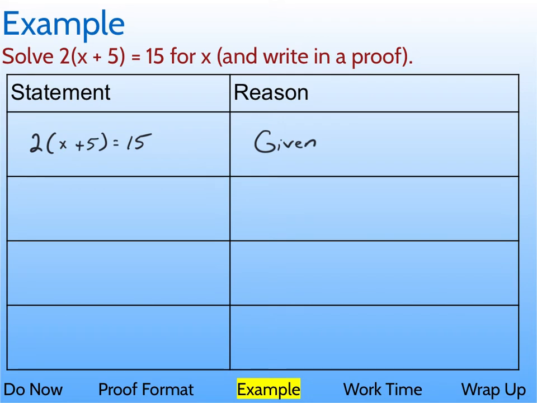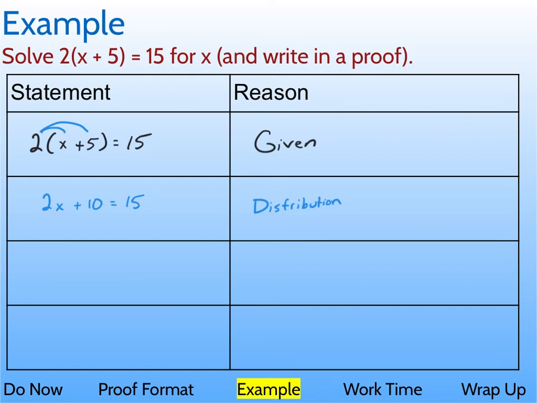So the next step I want to do to solve this thing is I'm going to distribute. I'm going to do 2 times those things. So you're left with 2x plus 10 equals 15. And the reason behind that was distribution. So what I did, I multiplied the 2 times the x and the 5. Nothing crazy. Nobody would be shocked to know about that.